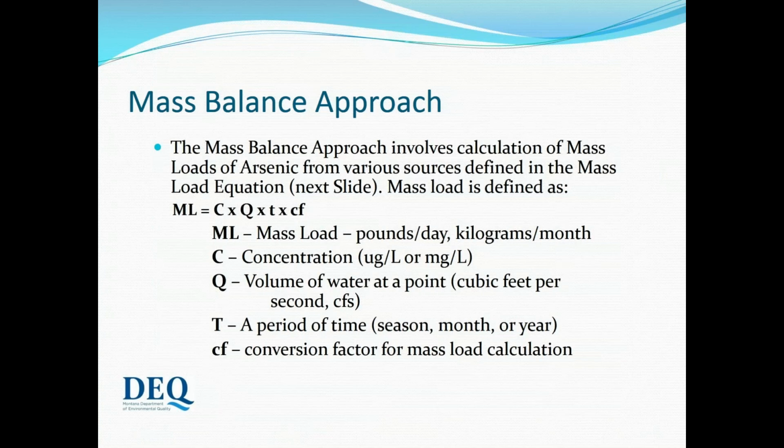We compiled all this information that we gathered into a mass balance. A mass balance approach is basically taking concentration, multiplying it by a flow condition, and then getting what's called the mass load. So we can compare all this information apples to apples, and we convert everything into a mass load.